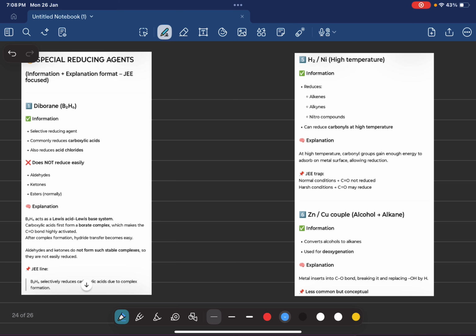Coming to the next, this is diborane. Even diborane questions are there in JEE or NEET exams. So diborane is also a reducing agent.